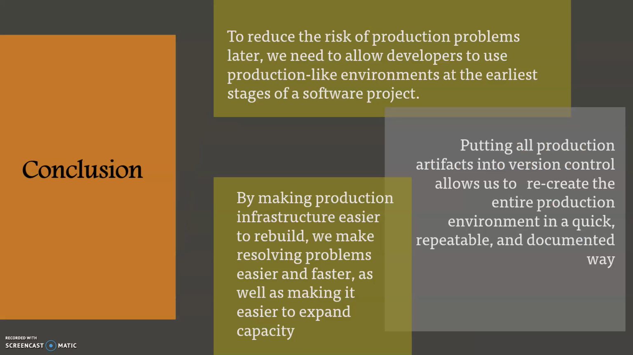So in conclusion, by doing all these things, we can reduce the risk of production problems, and it allows developers to use production-like environments to quickly get feedback on the quality of their work at the earliest stages of a software project. By making production infrastructure easier to rebuild, we resolve problems easier and faster, as well as making it easier to expand the capacity. And by putting all production artifacts into version control, it allows us to recreate an entire production environment in a quick, repeatable, and documented way.